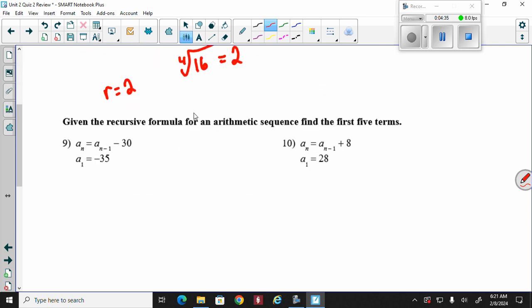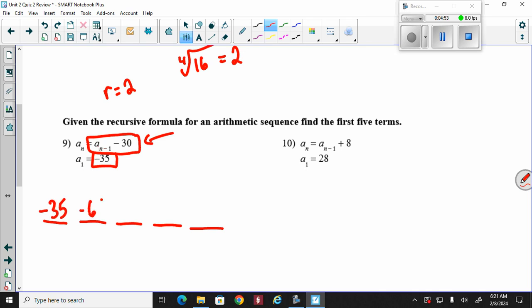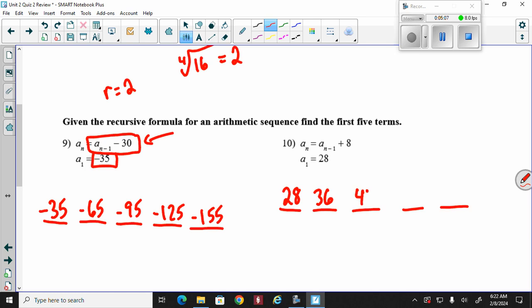Given the recursive formula for the arithmetic sequence, find the first 5 terms: 1, 2, 3, 4, 5. Now remember, the recursive rule tells you what you're doing every single time. I'm subtracting 30. My first term tells me where I'm starting: negative 35, and I subtract 30 every single time. Negative 65, negative 95, negative 125, negative 155. That's what I'm doing. For number 10, I'm starting with 28, then 36, 44, 52, and then 60. There we go.